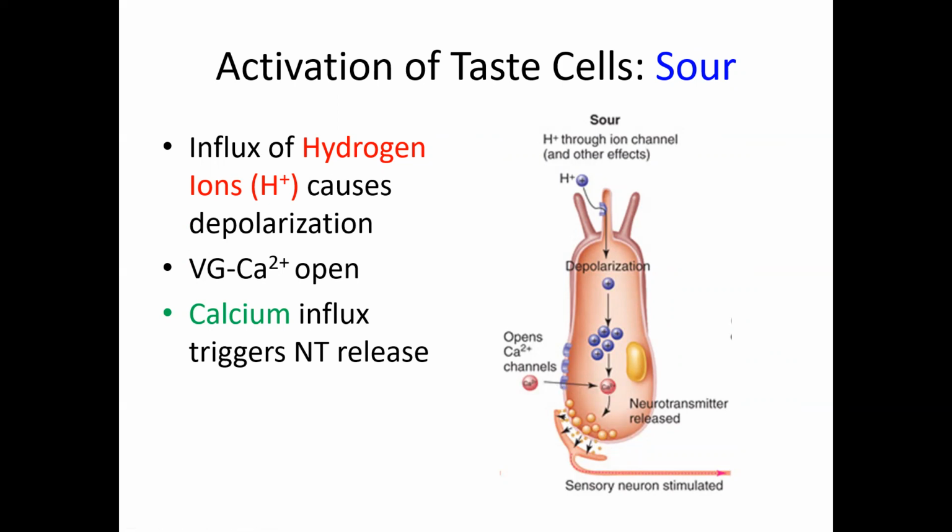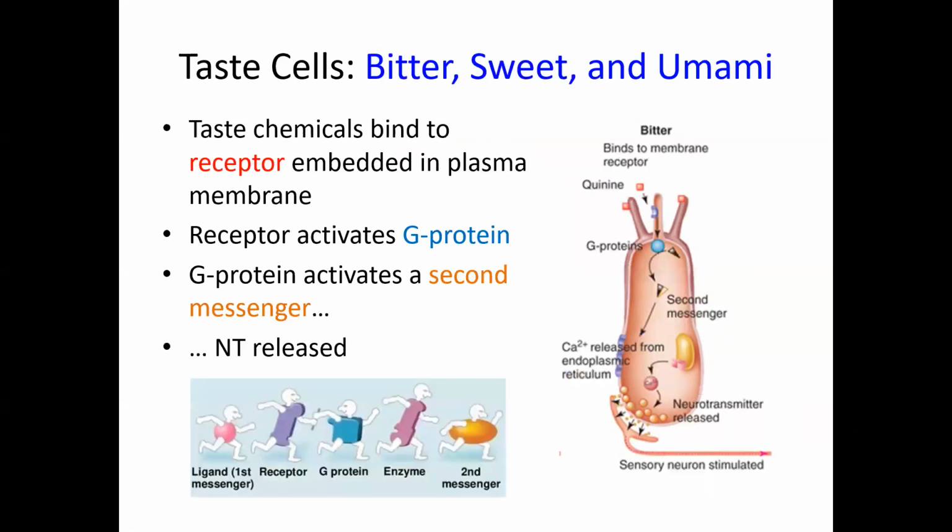Okay, so both salty and sour, they're going to activate very similarly. They're going to be directly depolarized by the thing that they are activated by. Now, bitter, sweet, and umami, they are different. They're a little bit more complicated because they have their receptors on the outside of the cell.